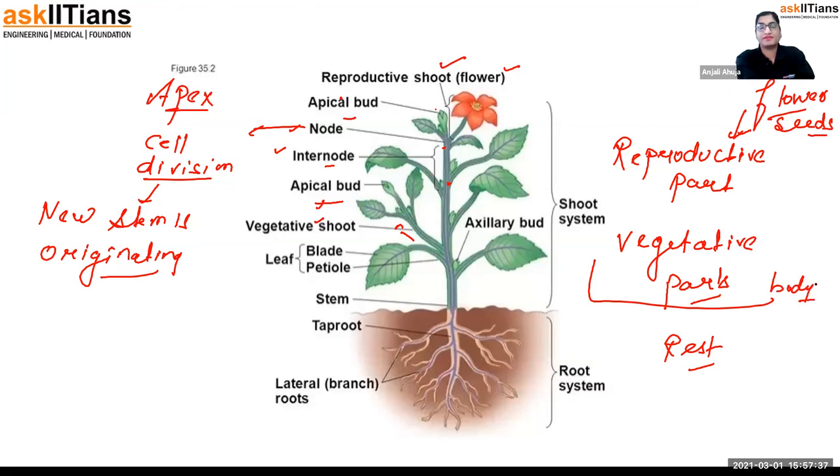Many times, stem and leaf also help in making a new plant. But they are the vegetative part. We do not call them the reproductive part. We still call them the vegetative part. And we call it vegetative reproduction, where the vegetative part of the plant is used in reproducing.